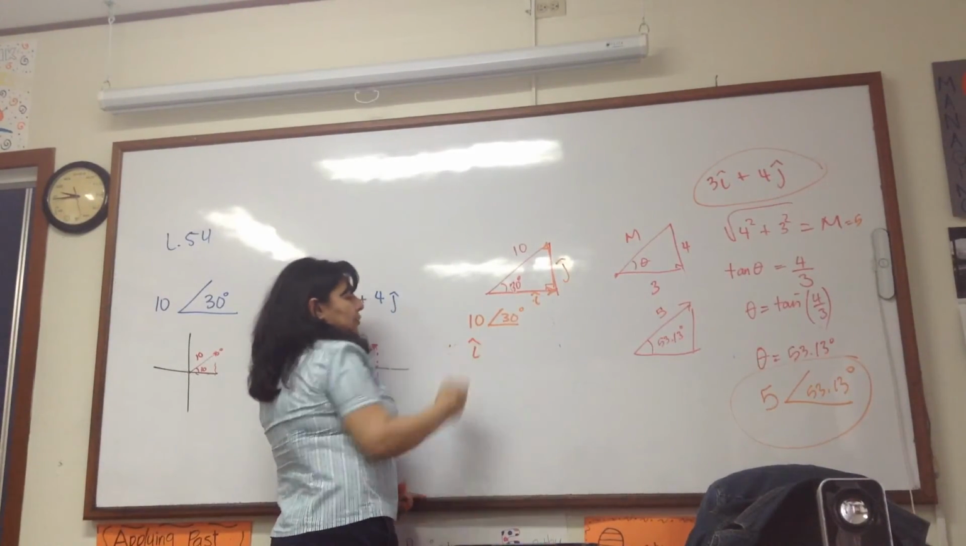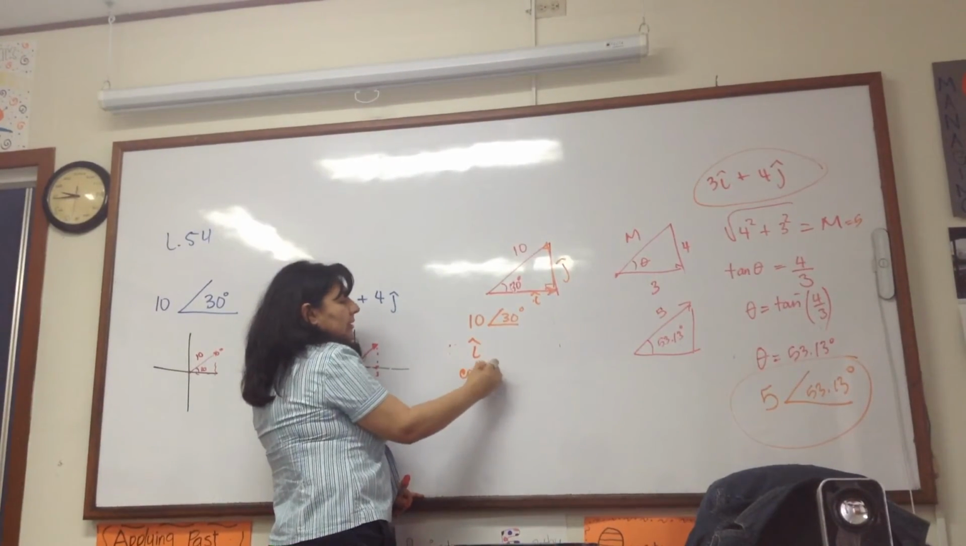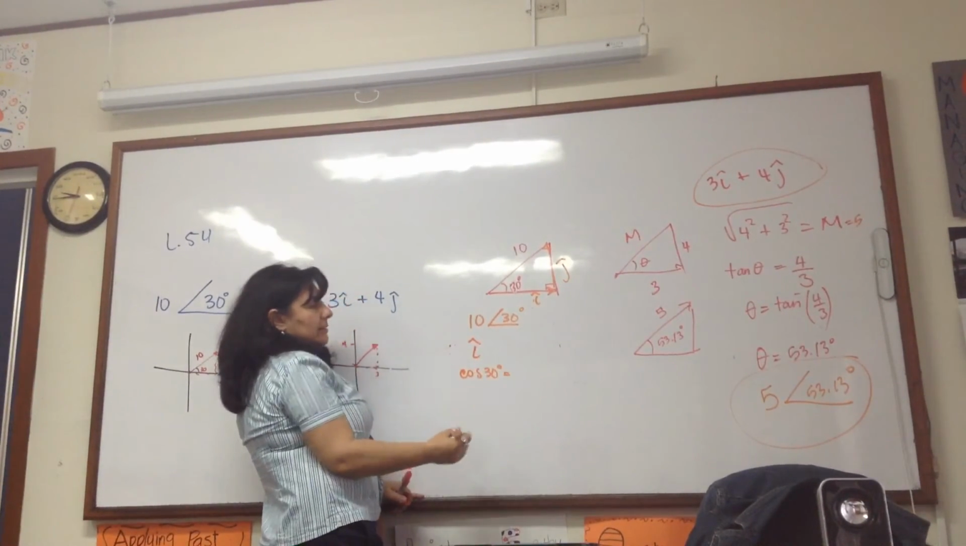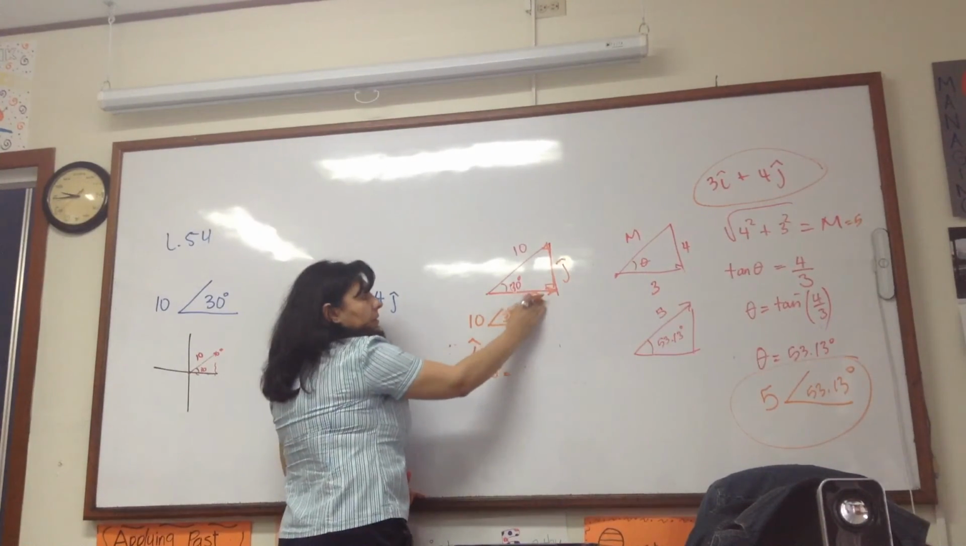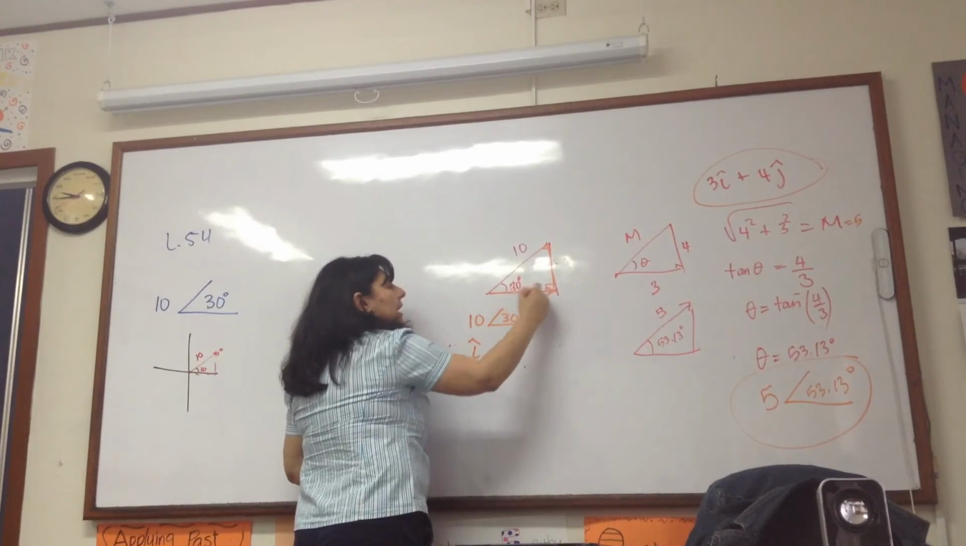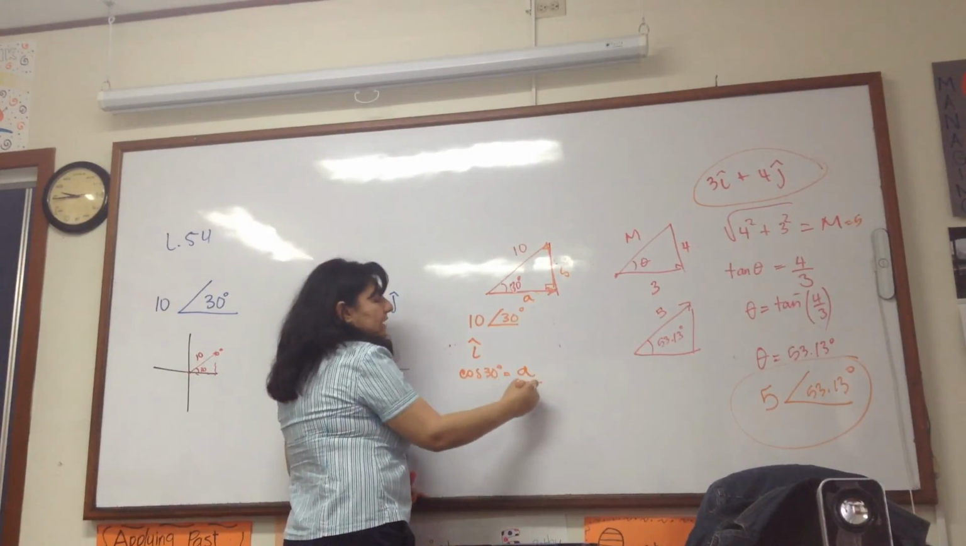Let's do I first. I, you know that the cosine of 30 is equal to what? I over 10. I mean, I'm going to call it A and B, but you know it's I and J. So I forgot the equation. It would be cosine of 30 equals A over 10, right?